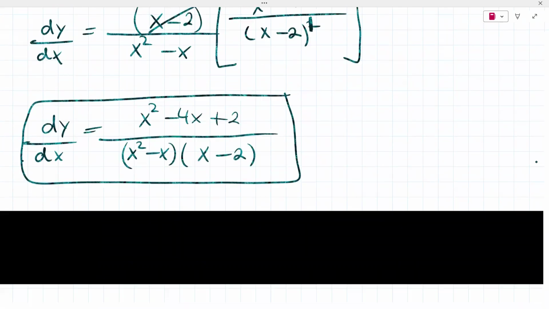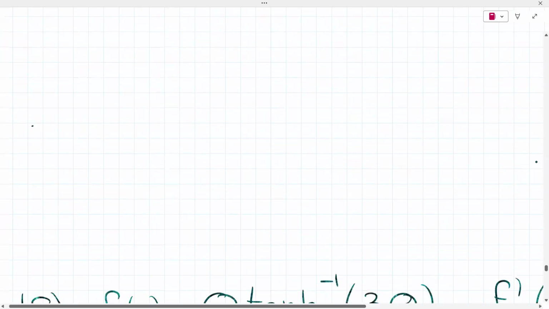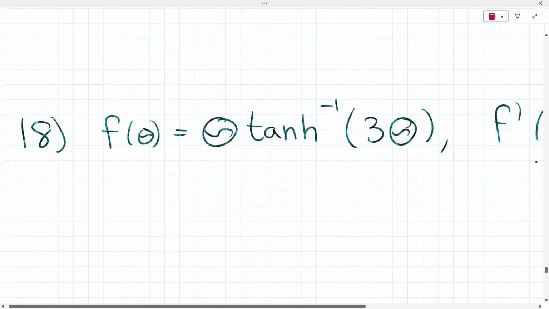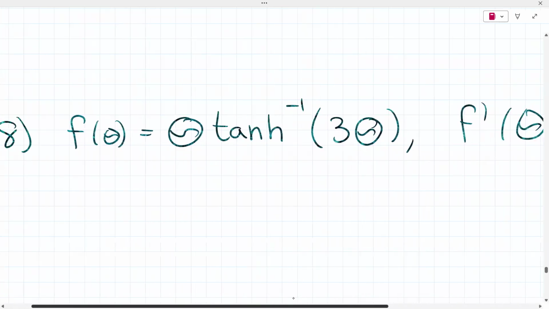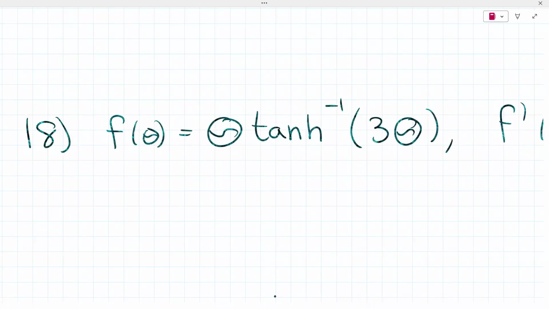Okay, let's move on to 18. So in 18, we have f of theta equals theta times tan inverse of 3 theta. And the direction says find f prime of theta. So what technique shall we use? Yes, we should use the product rule. Now, keep in mind, theta is not a constant, so do not factor out theta. Instead, you could think of theta as like x. So x is a variable, so you must use the product rule.